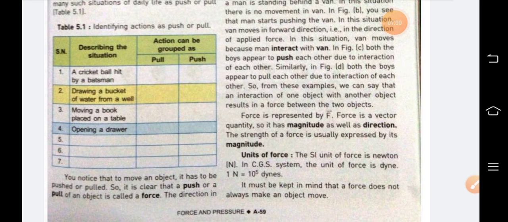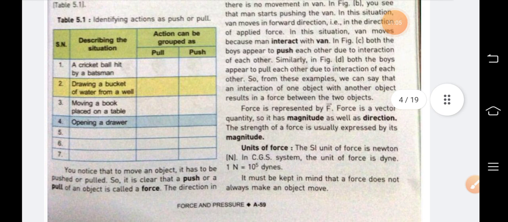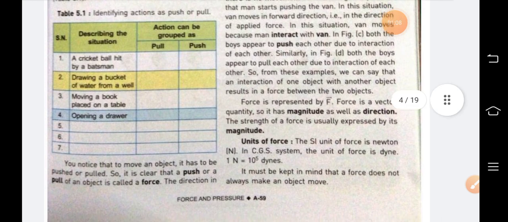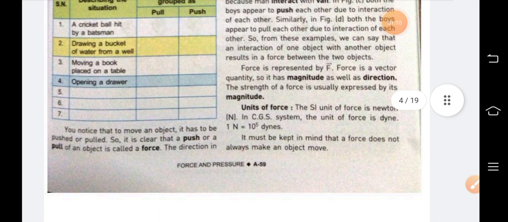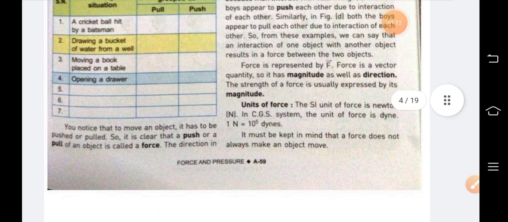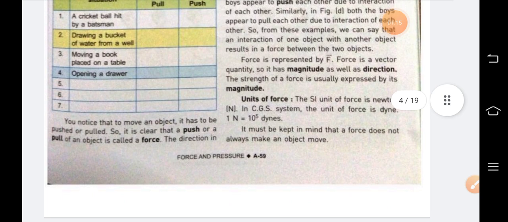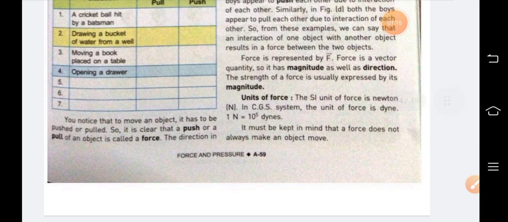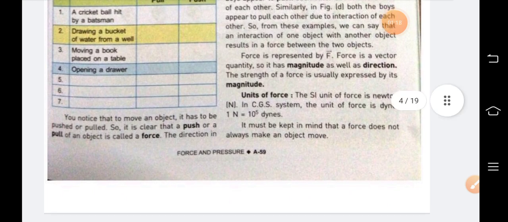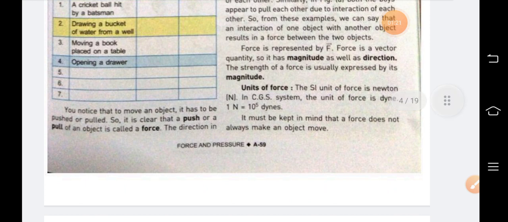Examples of scalar quantity are speed, energy, etc., which you will read in detail in class 9. So force is a vector quantity having both magnitude as well as direction. The strength of force is expressed in magnitude.